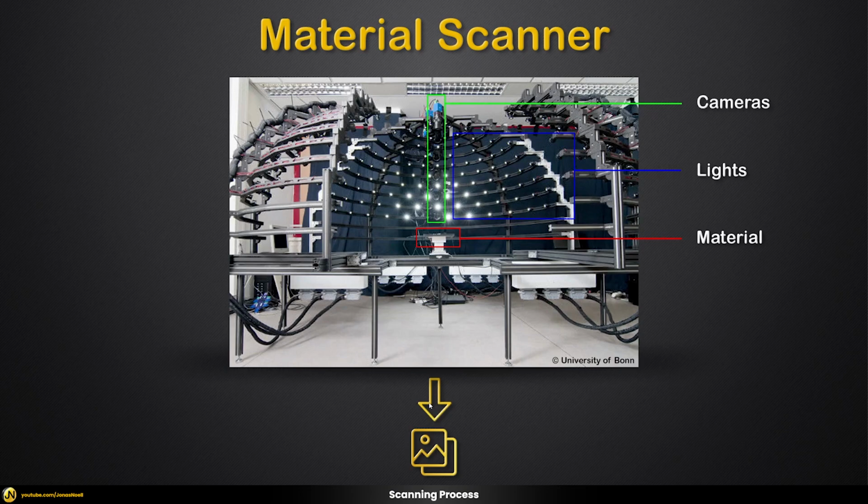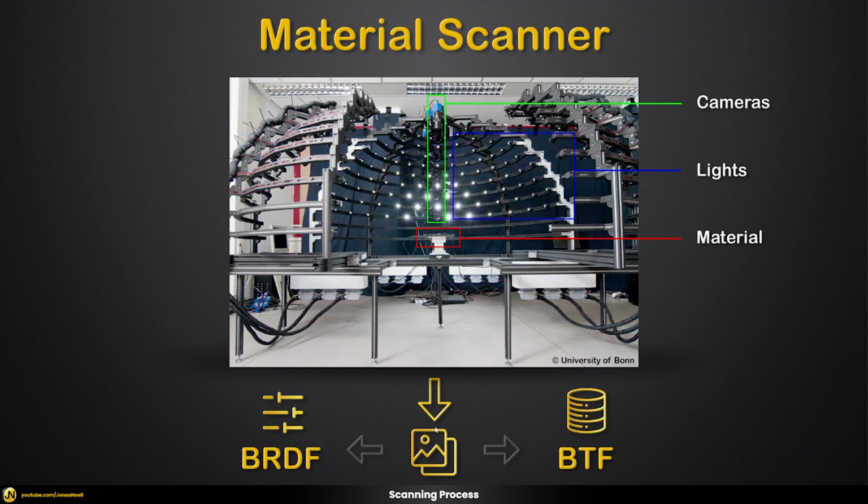Now the question is how you can get the data out of all of those pictures. There are basically two different methods, and one is called BRDF, the other one is called BTF. Without going too much into the details, the BRDF method basically analyzes all the pictures that we acquired and then tries to find parameters and rebuilds a material that matches the pictures as closely as possible, and the output would be PBR textures.